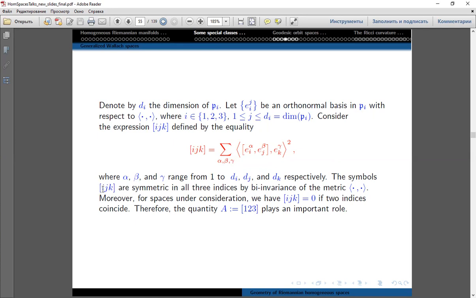These symbols are symmetric in all three indices by invariance of the metric. And moreover, for the spaces under consideration, this value is 0 if two indices coincide. Therefore, we have in fact one important quantity, a big A, which corresponds to the triple 1, 2, 3. Yes, one important numerical characteristic.